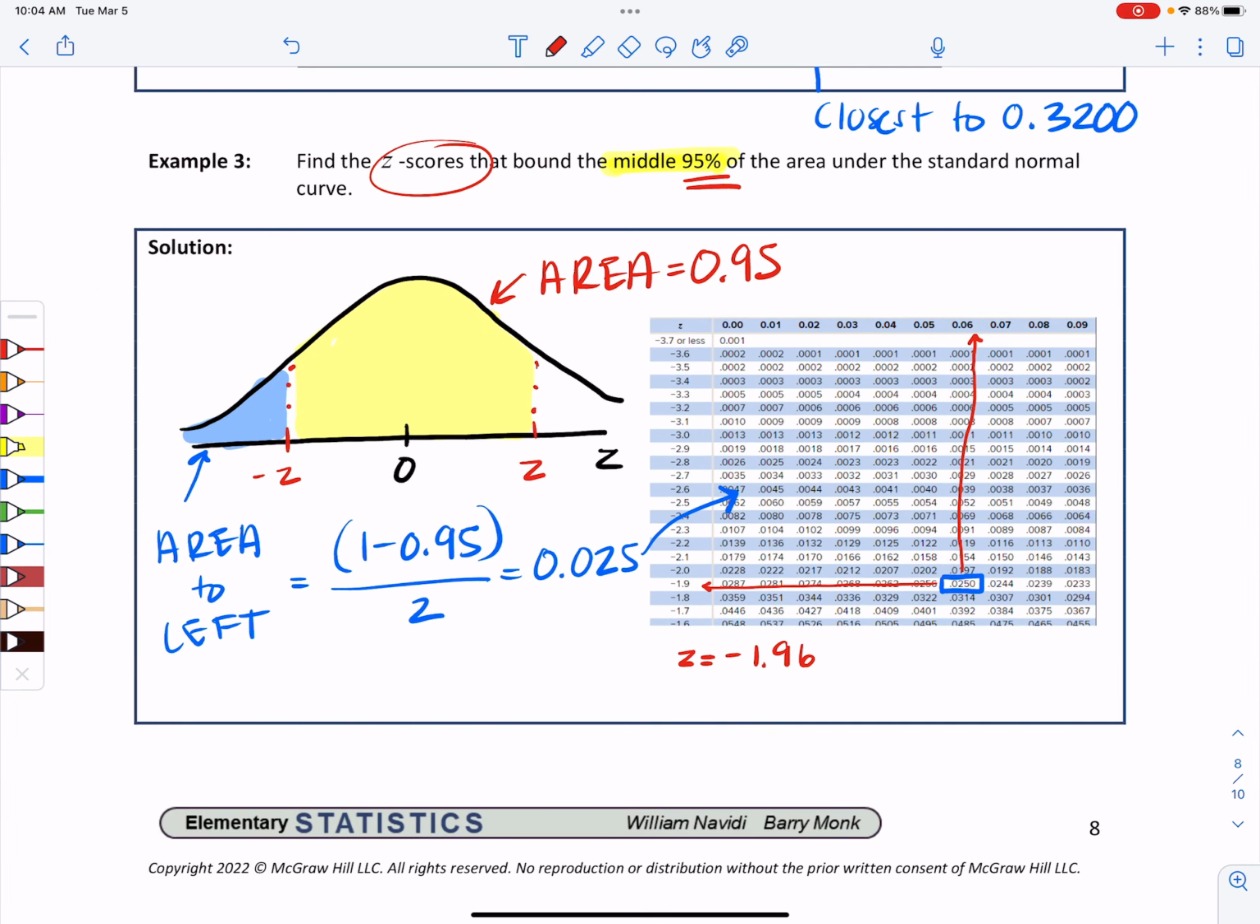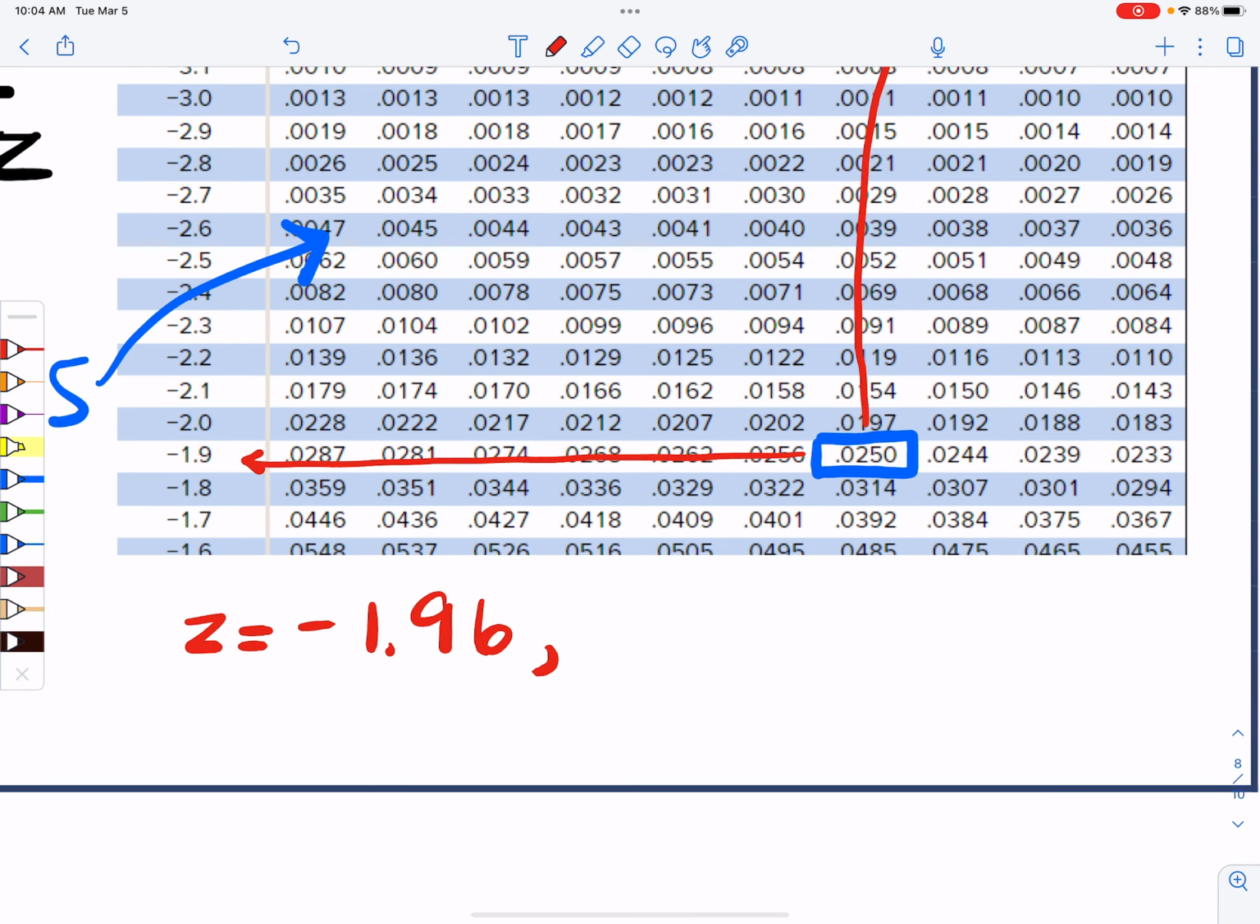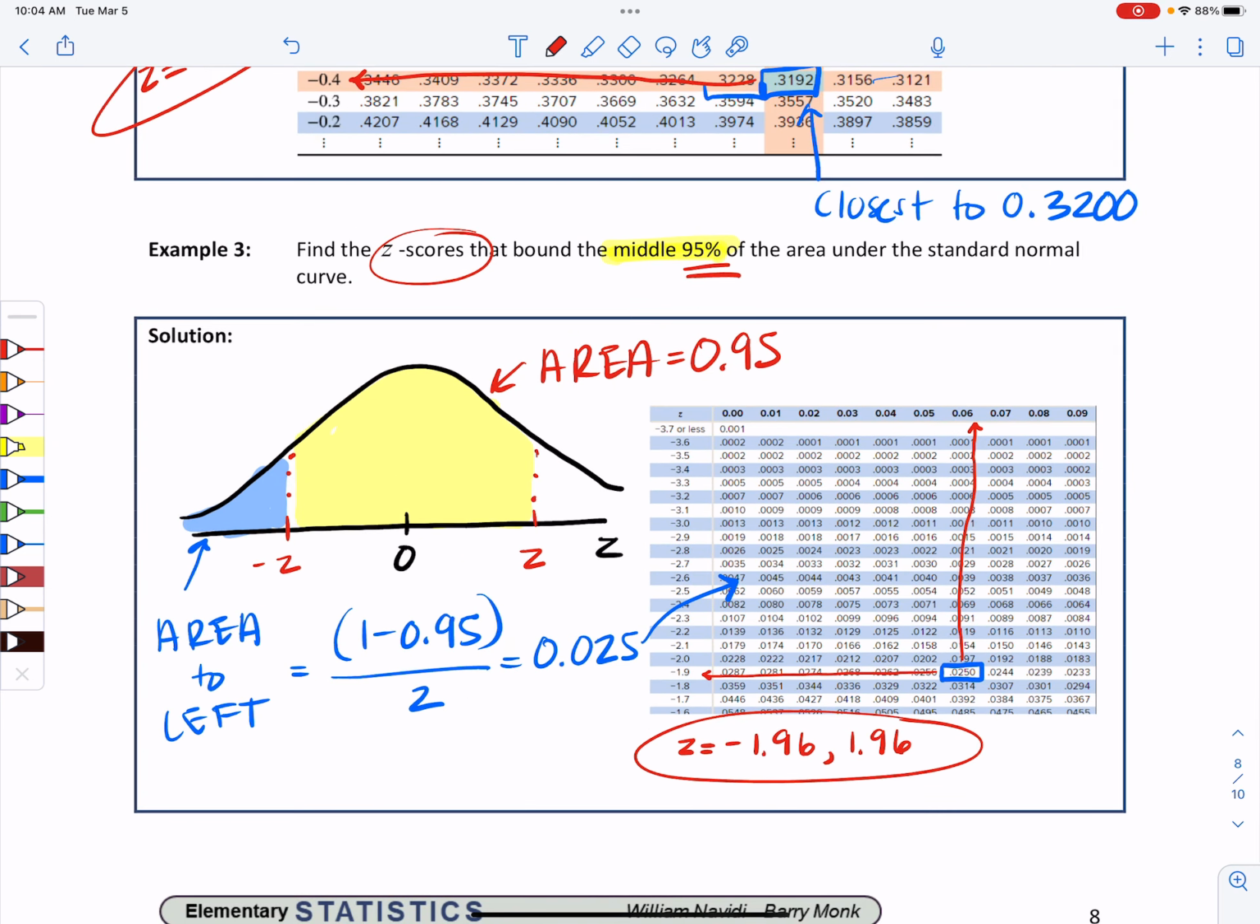Now, when you're doing area between, your answer always contains 2 z-scores. You can't do a between and then just give one number as your answer. The nice thing is, because this curve is symmetric, once you find the area left and you get the negative z-score, you always know that your other z-score is just going to have a positive sign. And you see that in your sketch here as well. So the z-scores that have the middle 95% would be negative 1.96 and positive 1.96.